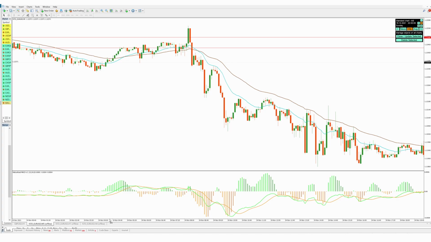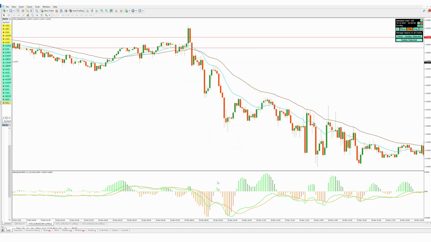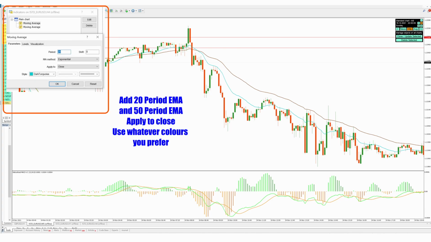The EMA in Forex is a type of moving average that gives more weight to recent prices, which makes it more responsive to market movements compared to a simple moving average. You can see here how we have got the EMAs set up. As you can see, they're plotted on the chart here.